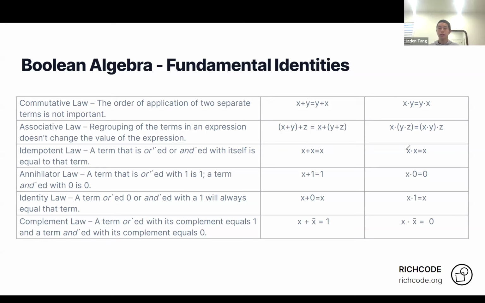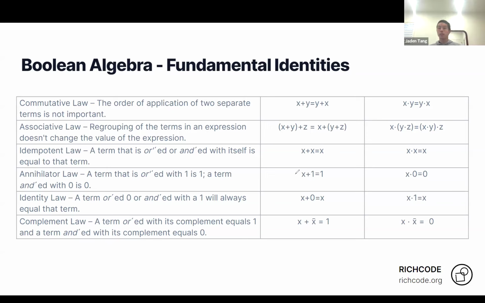The annihilator law is basically that you can just replace something with a true or a false. If we did a variable OR true, no matter what the variable is, we will always get true. So then you can just replace the variable OR true with just true. And if you did a variable AND false, no matter what the variable is, it will always return false, so you can replace variable AND false with false.